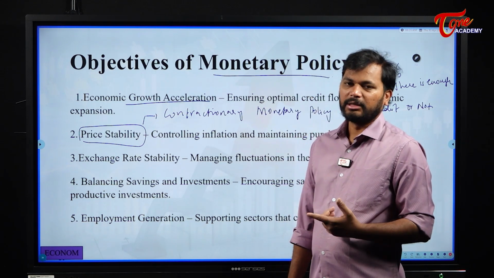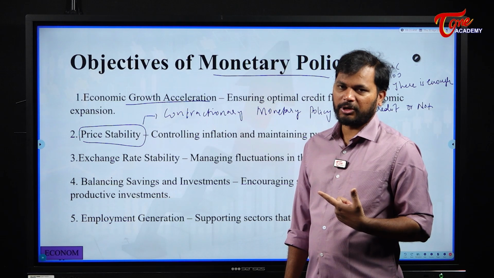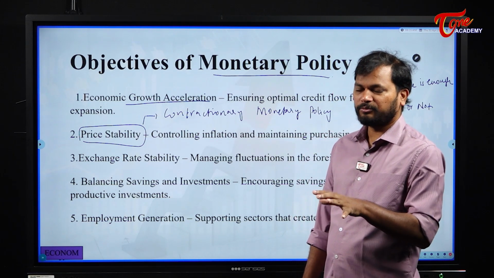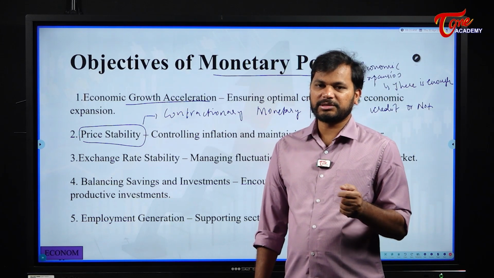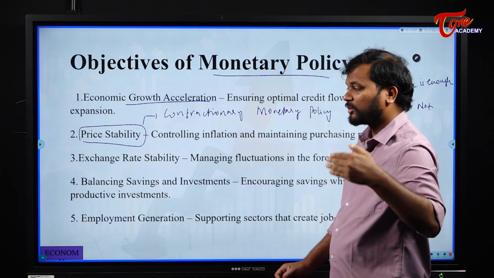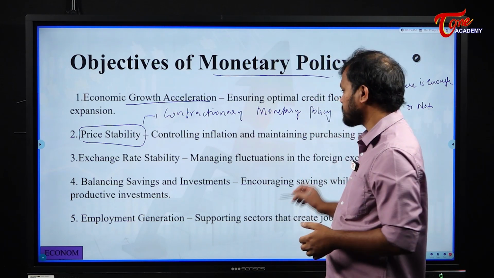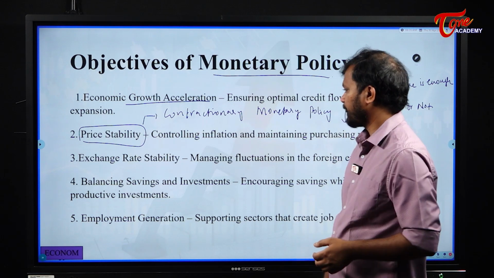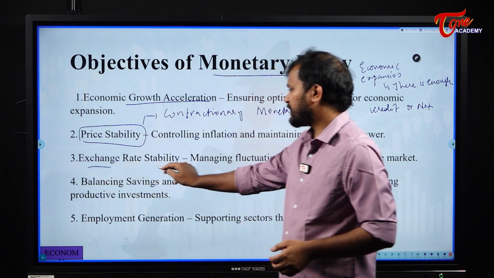Price stability can be achieved through contractionary monetary policy. Contractionary monetary policy focuses on squeezing the money out of the market so that inflation can be reduced, and the increasing level of prices can be decreased. Clear?